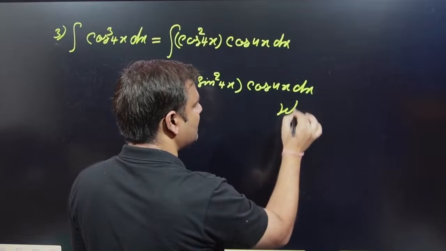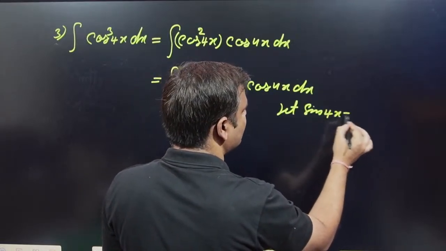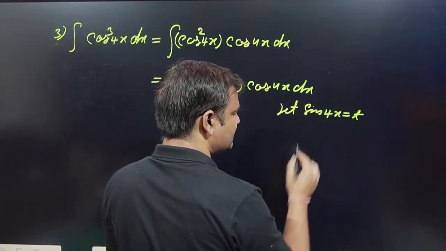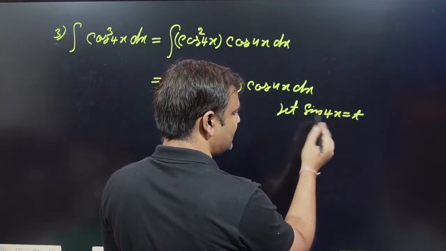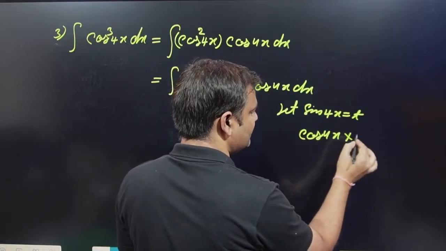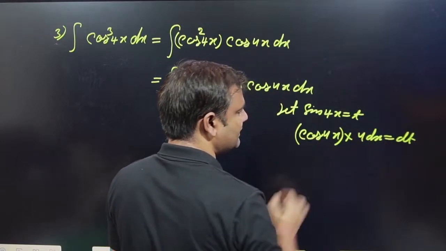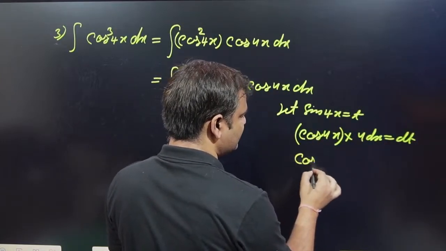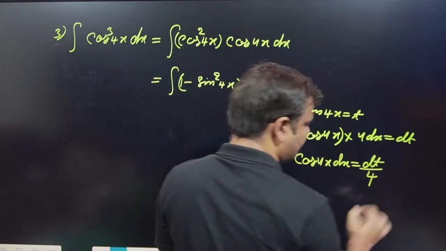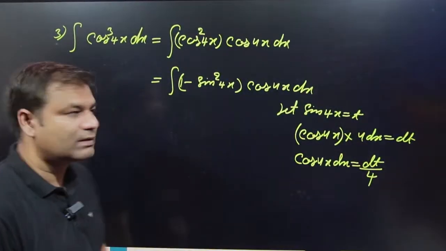Look, let sin 4x be equal to t. If we differentiate both sides with respect to x, then what do we get? Differentiation of sin is cos 4x into 4 dx, which is equal to dt. So you can say that cos 4x dx is replaced by dt by 4.